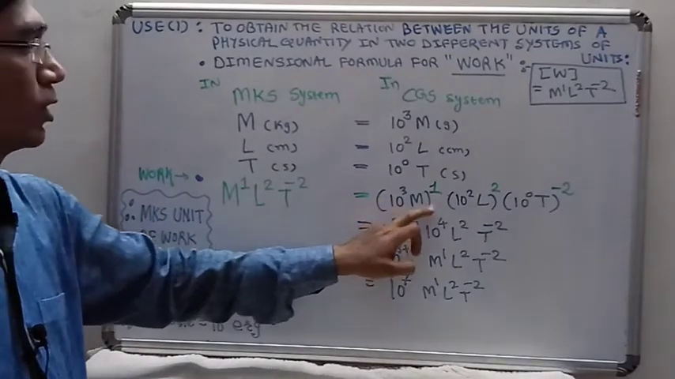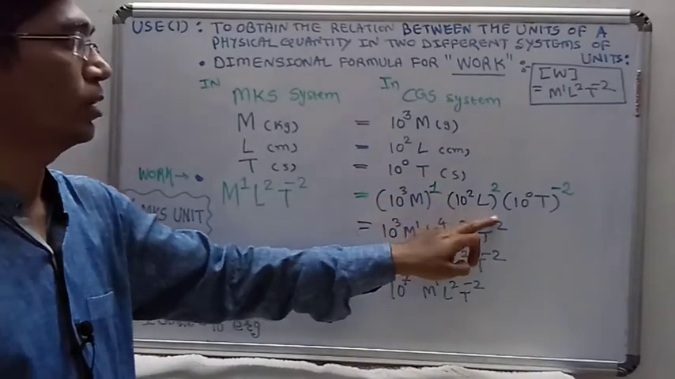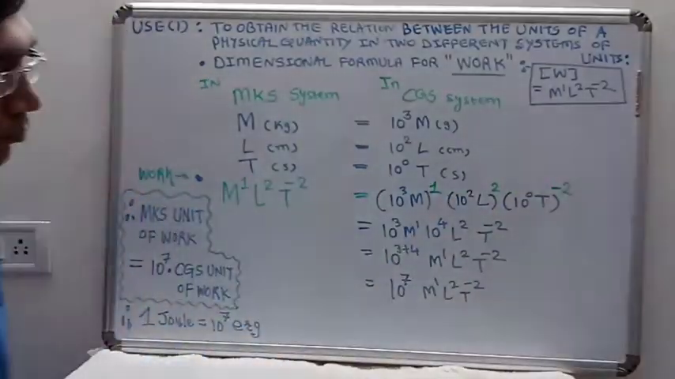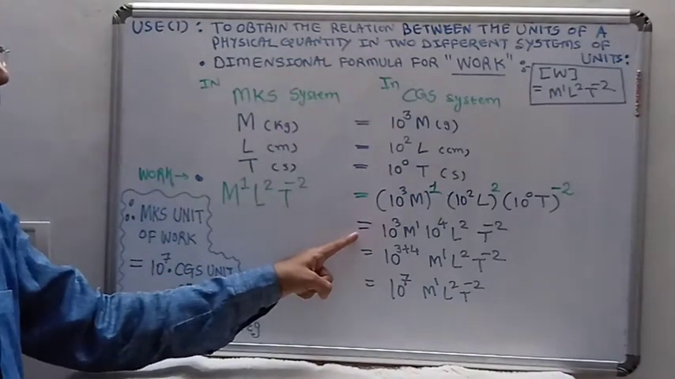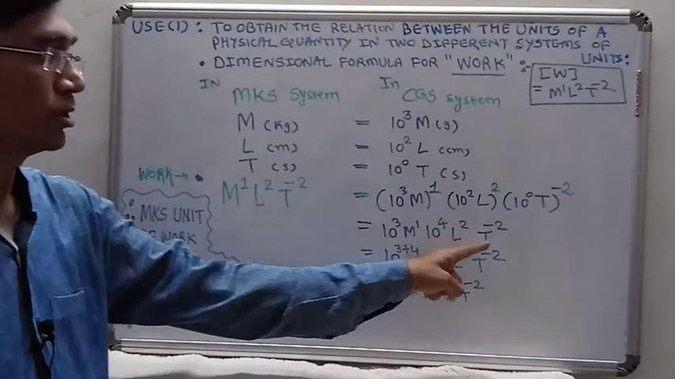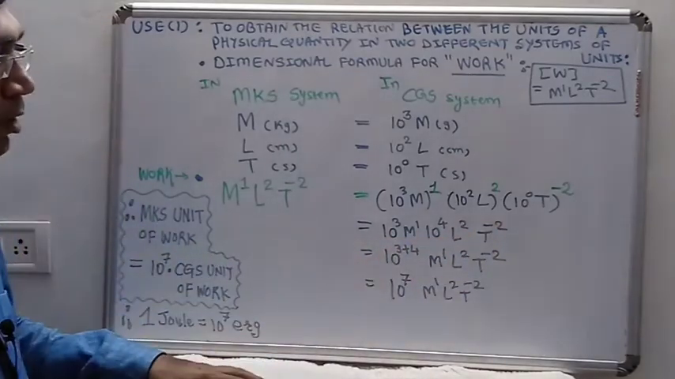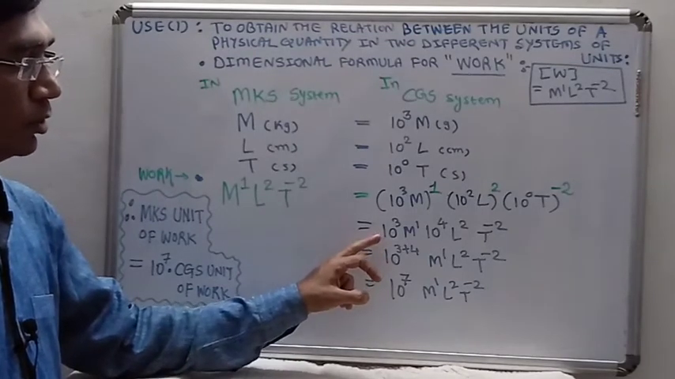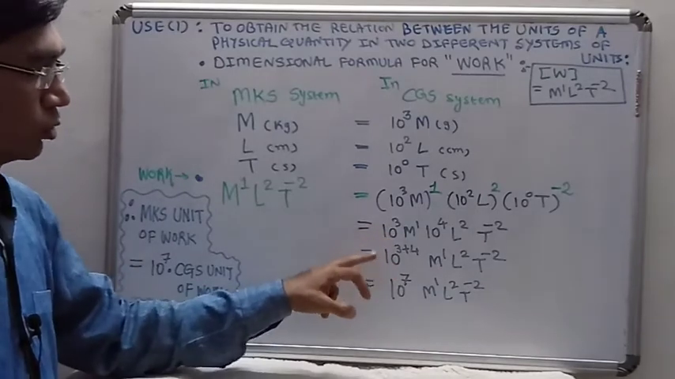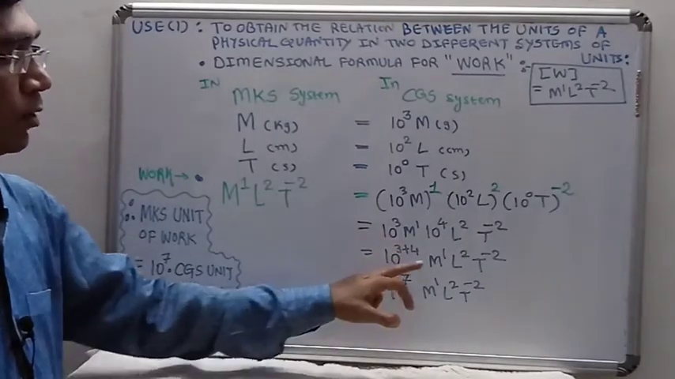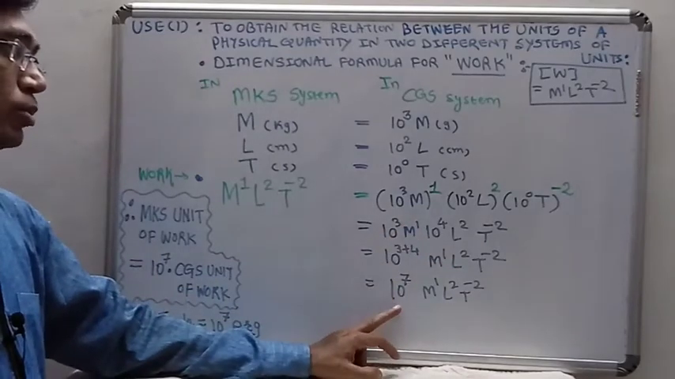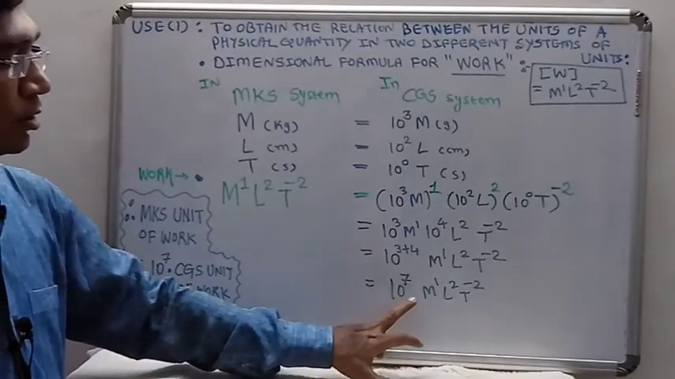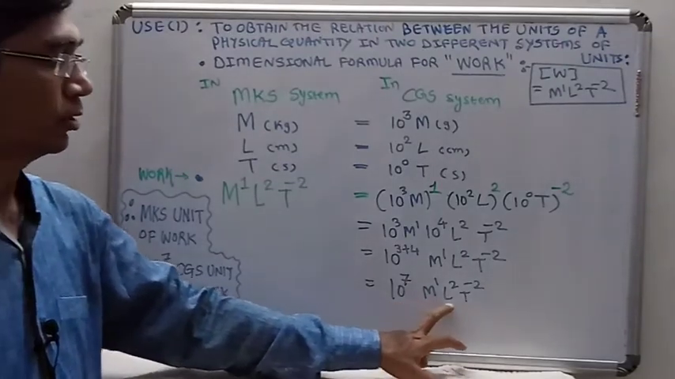So 10 raised to 3 M raised to exponent 1, 10 raised to 2 L raised to exponent 2, 10 raised to 0 T exponent minus 2 is equal to 10 raised to 3 M1 into 10 raised to 4 L2 into T raised to minus 2. The powers of 10 are added because this is the multiplication of 10 raised to n. So 10 raised to 3 plus 4 M1 L2 T minus 2 is equal to 10 raised to 7 M1 L2 T minus 2. So it is 10 raised to 7 CGS unit of the work.